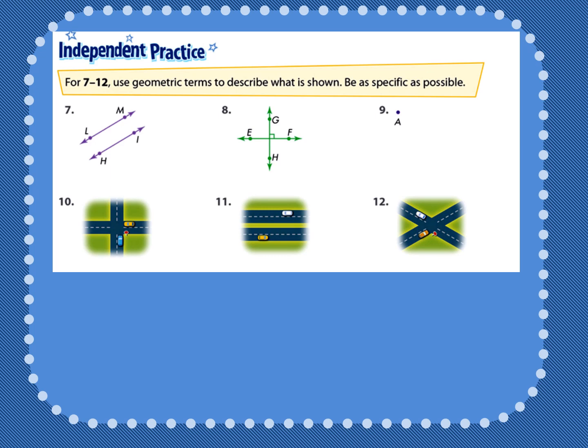Here, question 7, he said for 7 to 12, use geometric terms to describe what is shown, be as specific as possible. Question 7, everybody knows that. Those 2 lines are exactly parallel lines. Question 8, everybody knows that this one will be perpendicular, but as I said to you before, perpendicular lines can be intersecting. So I can say that those 2 lines are perpendicular lines and also are intersecting lines. Yes, question 9. Yes, it is so easy.